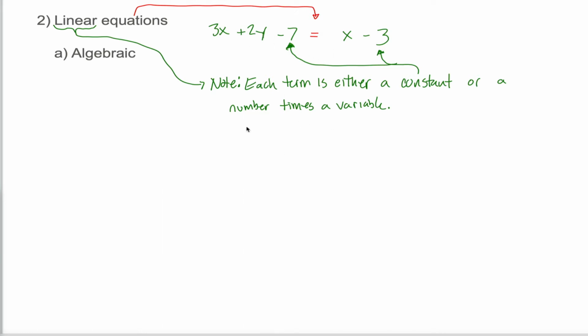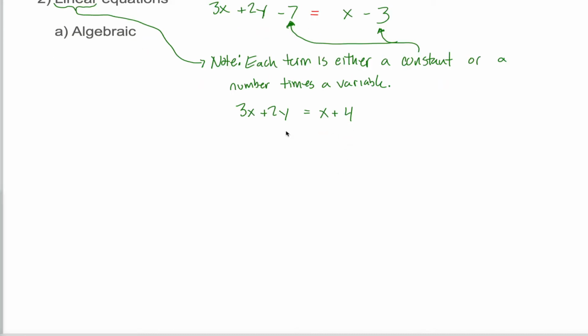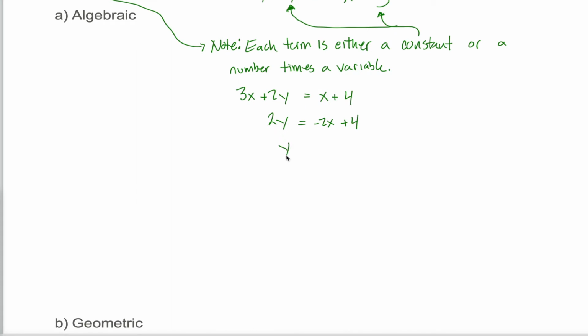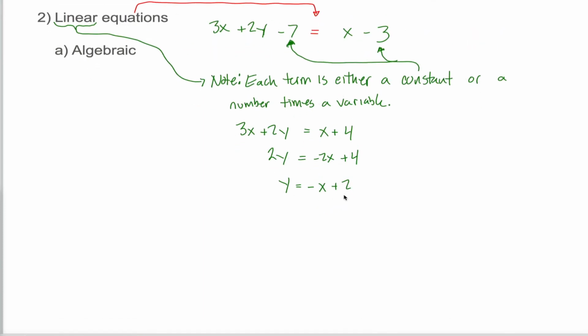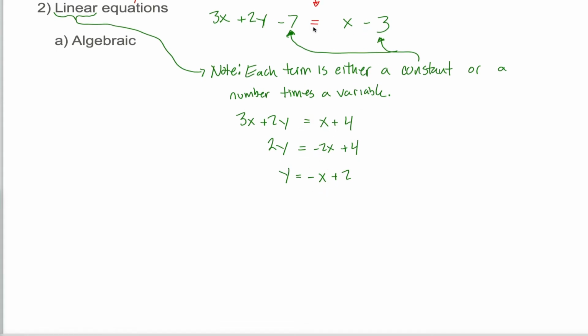Maybe first I'd add 7 to both sides of the equation. So on the left side, I'd have 3x plus 2y. And on the right side of the equation, I'd have x minus 3 plus 7, in other words, x plus 4. Then I guess if my goal were to get the y all by itself, maybe I'd subtract 3x from both sides of the equation. And that'd leave me with 2y equals negative 2x plus 4. And then finally, if I divide everything by 2, I got y equals negative 1x, or just negative x, plus 2. I started with this linear equation up here, and I simplified it several times to come up with 3 more linear equations, each equivalent to the original one given.